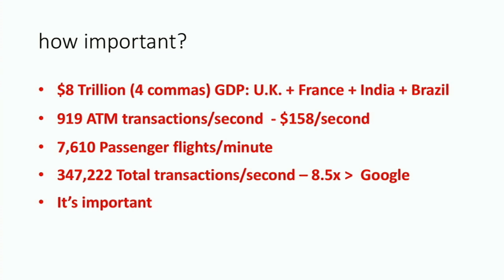Then there are passenger flights per minute and transactions per second. That last one was kind of interesting: the number of global transactions per second is about 8.5 times what Google does.